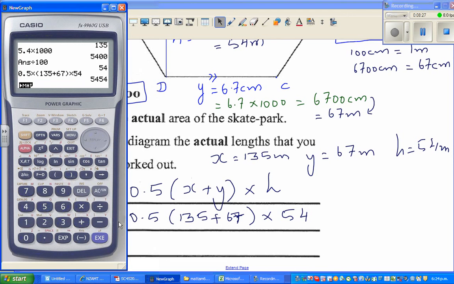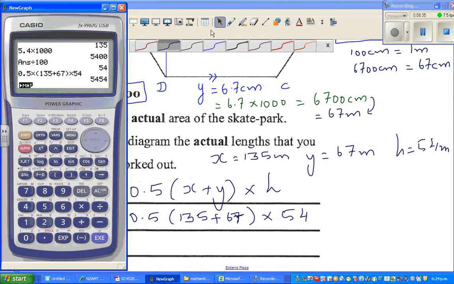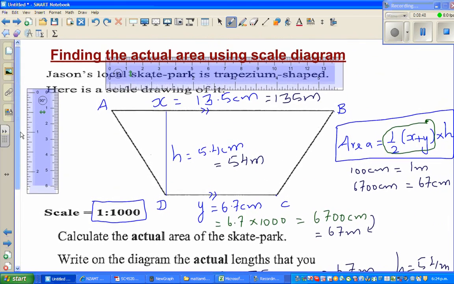That will give you 5,454 meters squared. What was the answer? 5,454. That's a neat number. So 5,454 square meters is the area of this trapezium shaped skate park.